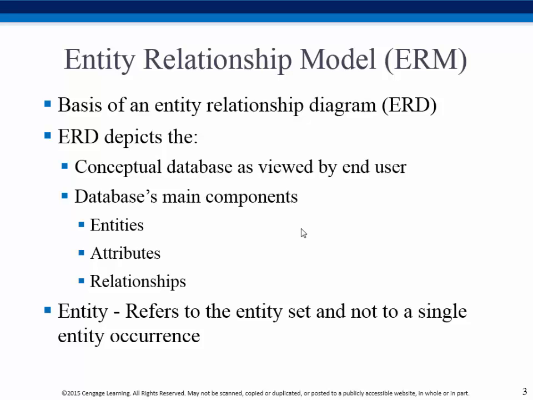Recall that an entity is an object of interest to the end user. Alright, you learned in Chapter 2 the ERM modeling level. An entity actually refers to the entity set and not to a single entity occurrence. In other words, an entity in the ERM corresponds to a table, not to a row. In the relational environment, the ERM refers to a table row as an entity instance or entity occurrence.